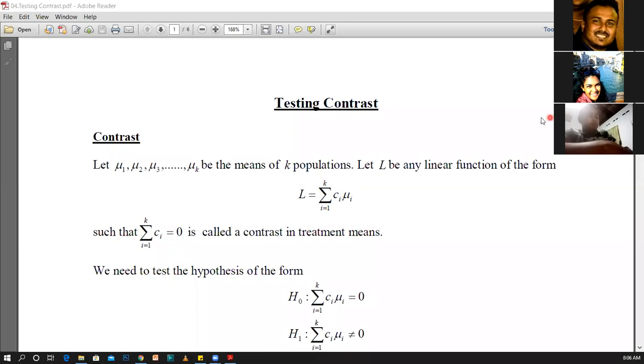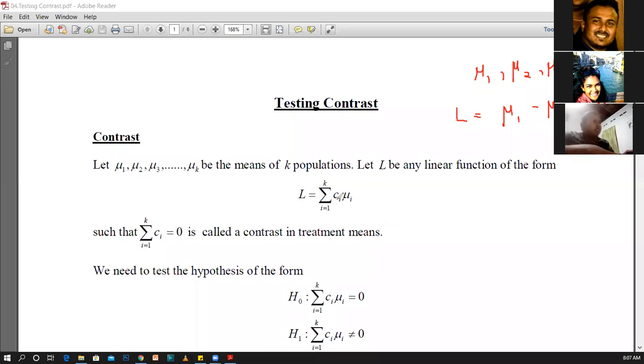Now think about here you may have mu1, mu2 and mu3. Think we have three treatments and the means of these three treatments are mu1, mu2 and mu3. If I need to make a linear combination, I can make it as mu1 minus mu2 minus mu3. This is just a linear combination.